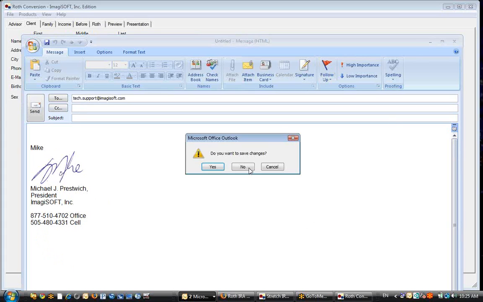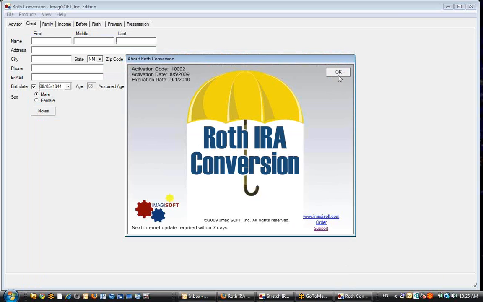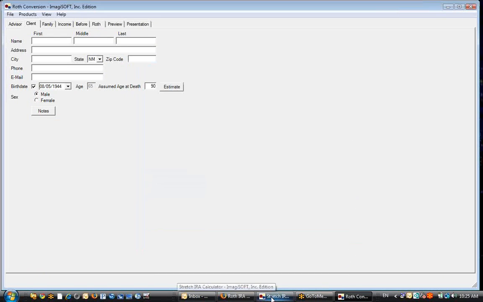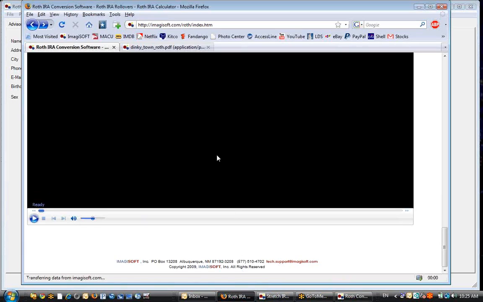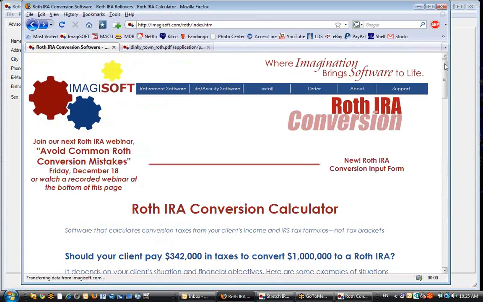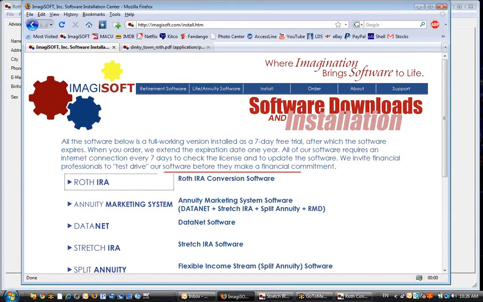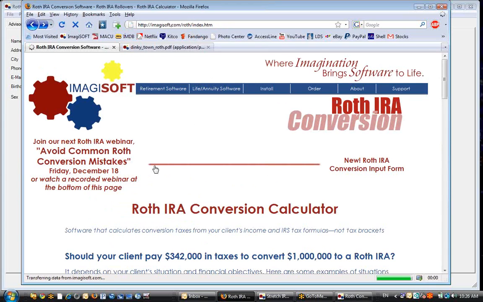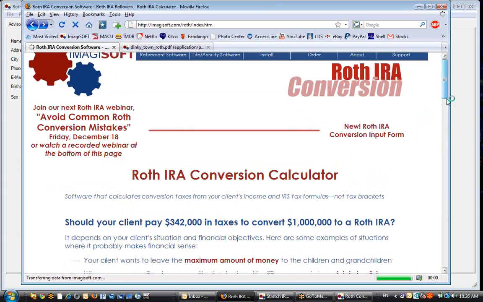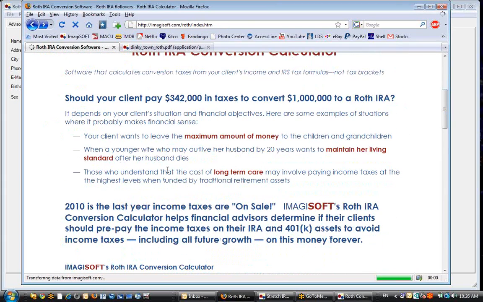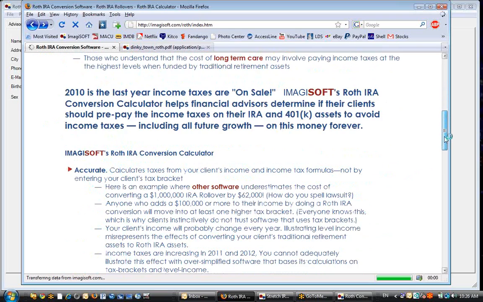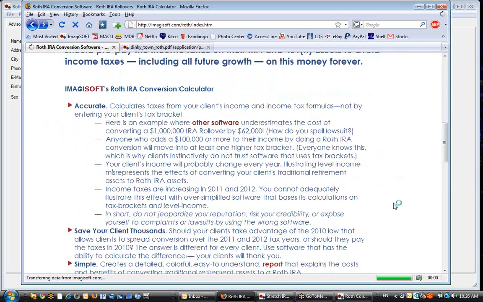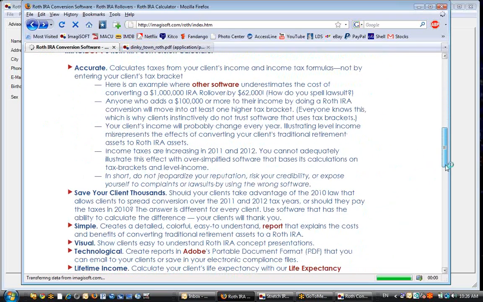So again, if anyone listening to this has not installed the trial, just go to the ImagiSOFT website and go on this blue link, Install Roth IRA, then click the red link. And if you go to ImagiSOFT.com Roth, which is this one right here, there's other information. Here are those different scenarios I was talking about, and a couple of sales ideas. It's a 7-day trial.